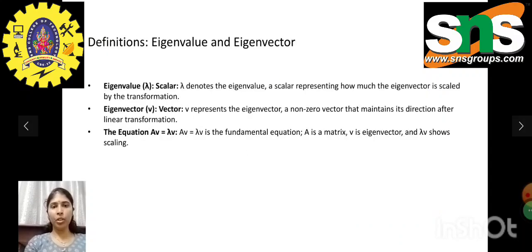So eigenvalue, here we are going to denote it by lambda. So lambda denotes the eigenvalue, a scalar representing how much the eigenvector is scaled by the transformation. Next is eigenvector, it is denoted by V. So V represents the eigenvector, a non-zero vector that maintains its direction after the linear transformation. And here we are going to take the equation as AV equal to lambda V. So A is a matrix, V is an eigenvector and lambda is an eigenvalue.